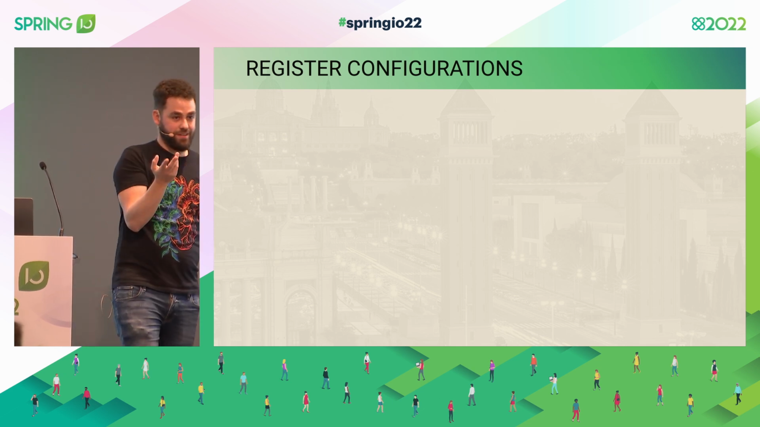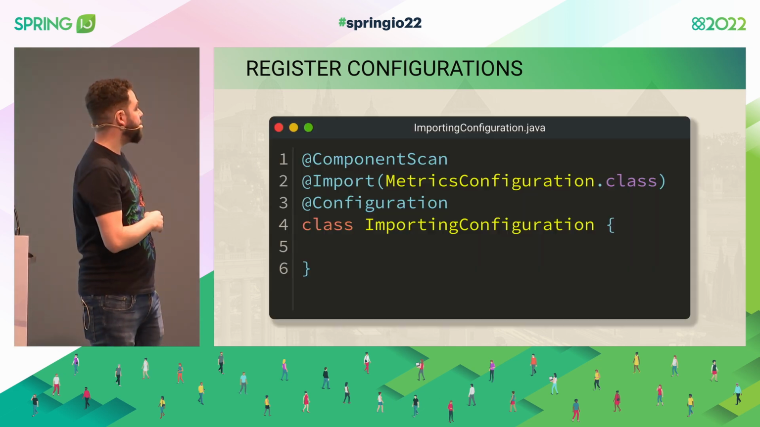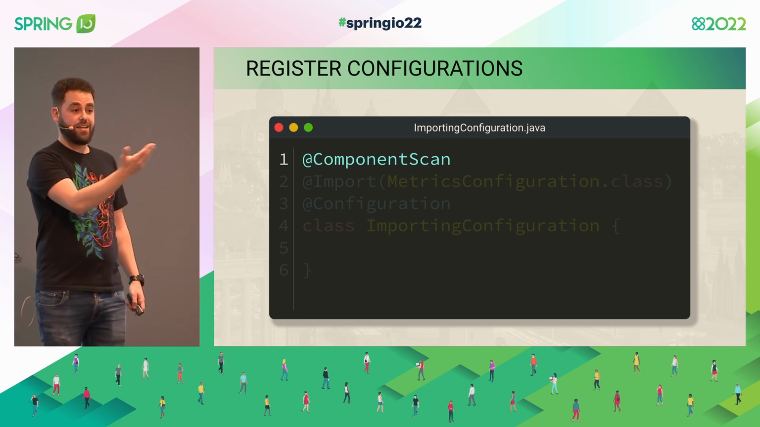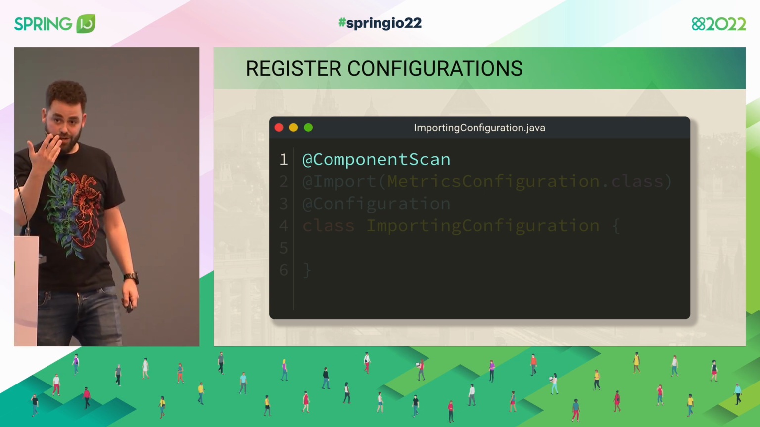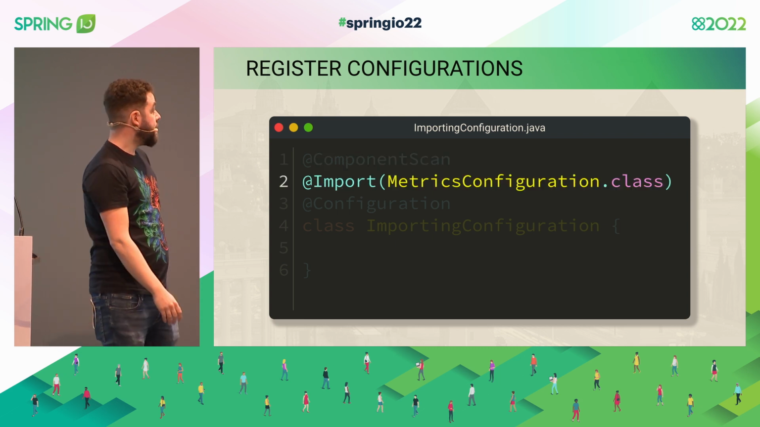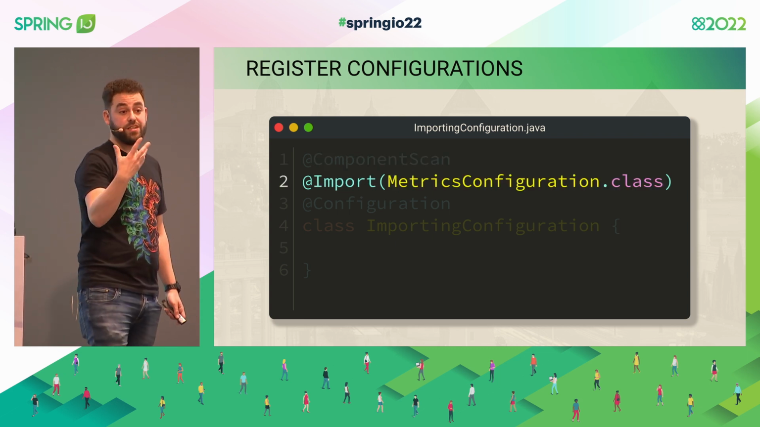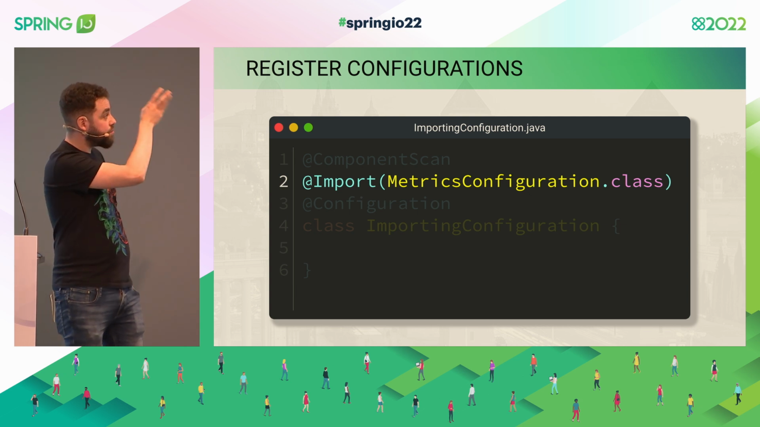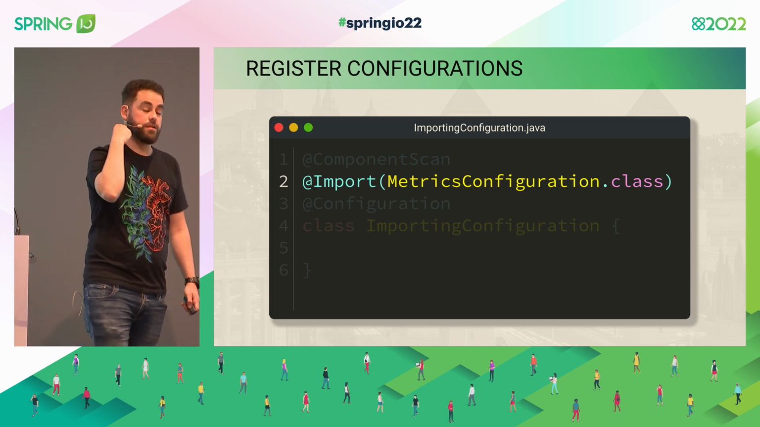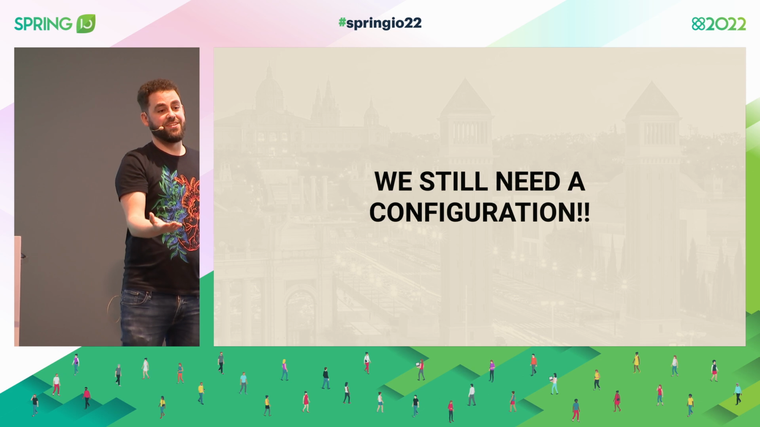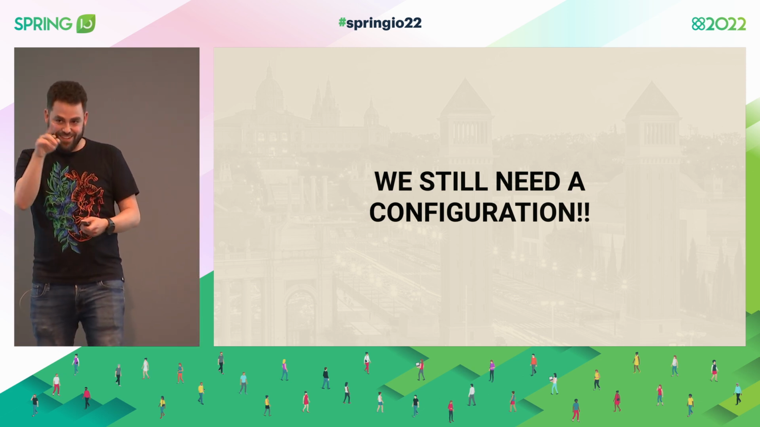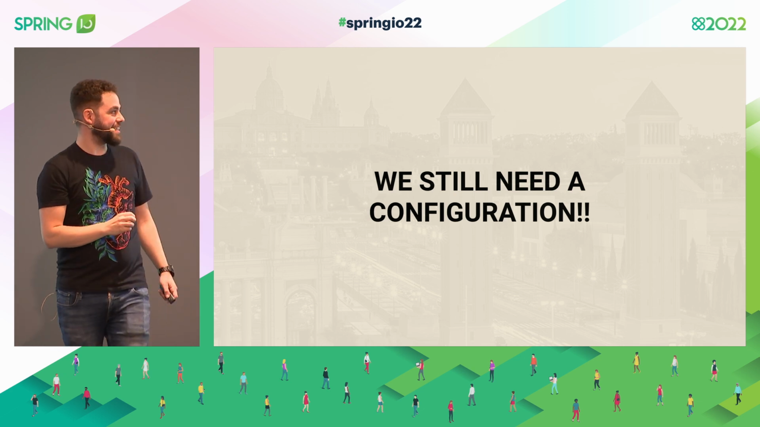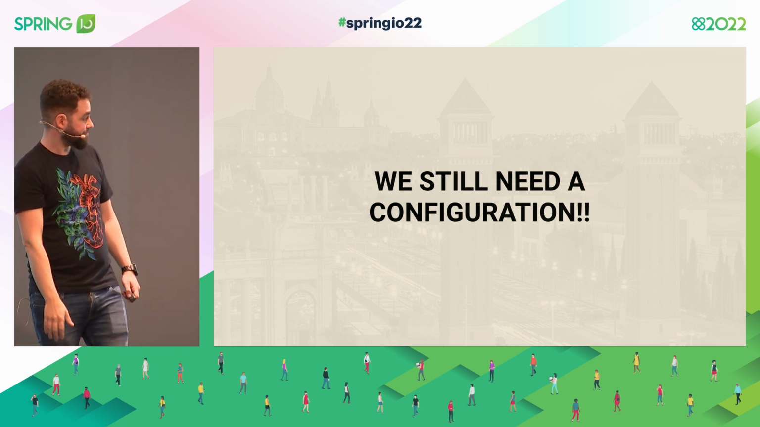There are two ways. There are many ways again, but two main ways. One would be component scan. I just said component scan looks for a component, and @Configuration is one of the stereotypes of component. The other option is just, from a configuration, we can do @Import. And we can say, I want to import this other configuration, and then it will be loaded. But again, in order to register a configuration, we need a configuration. So we see here the loop, right? We don't like this. So how can we solve this?